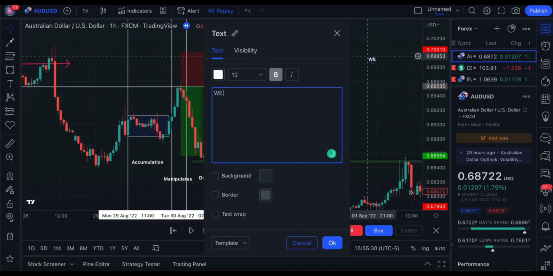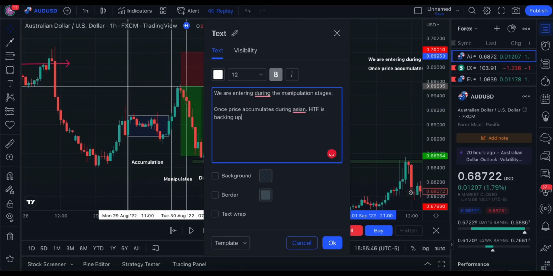We are entering during the manipulation stage, not the other stages. Once price accumulates during Asian, higher time frame is backing us up, meaning following the IOF, the institutional order flow, or basically the same thing as trend. And then price manipulates, grabs liquidity, a liquidity grab, and hits an institutional resistance or support. That's when we enter.